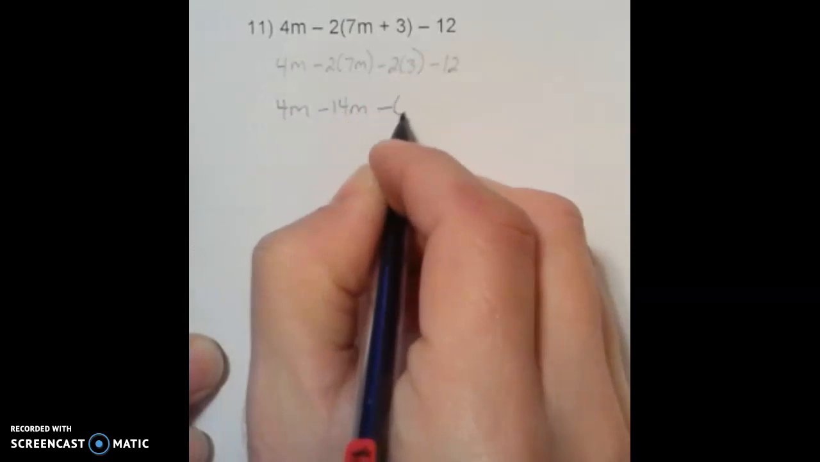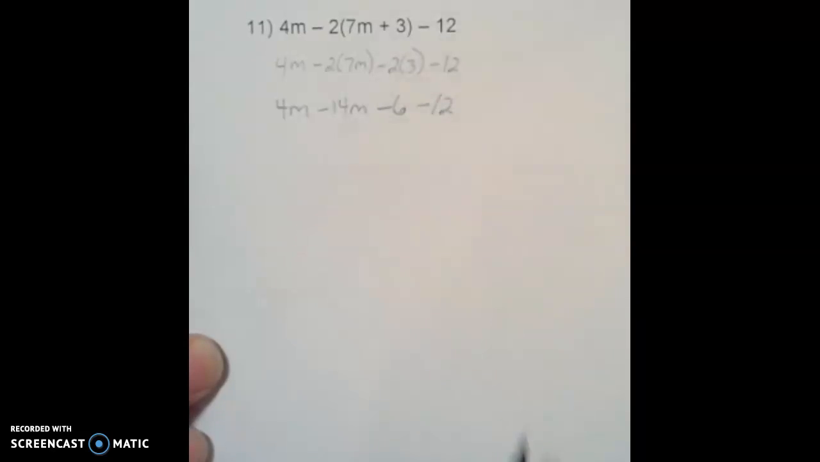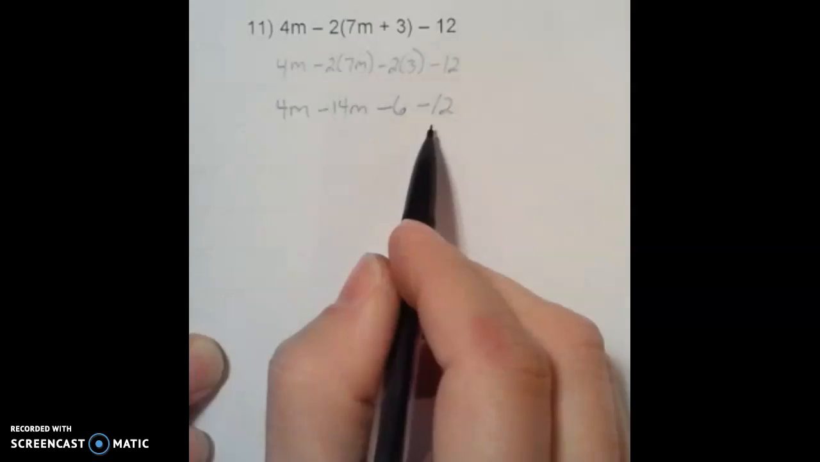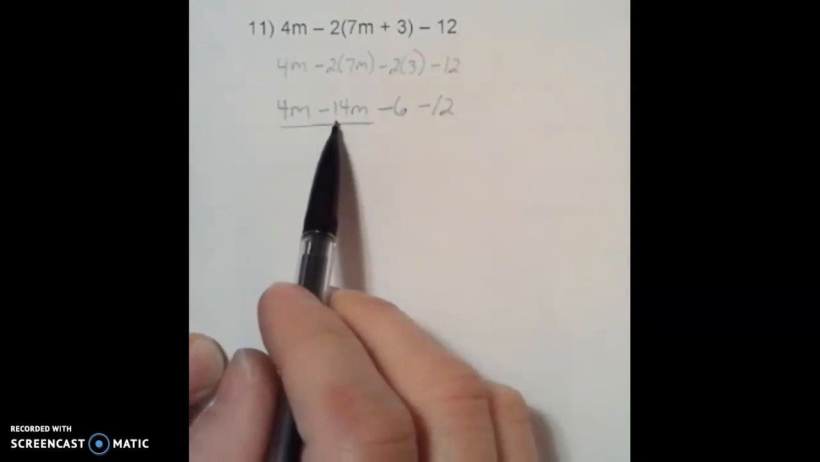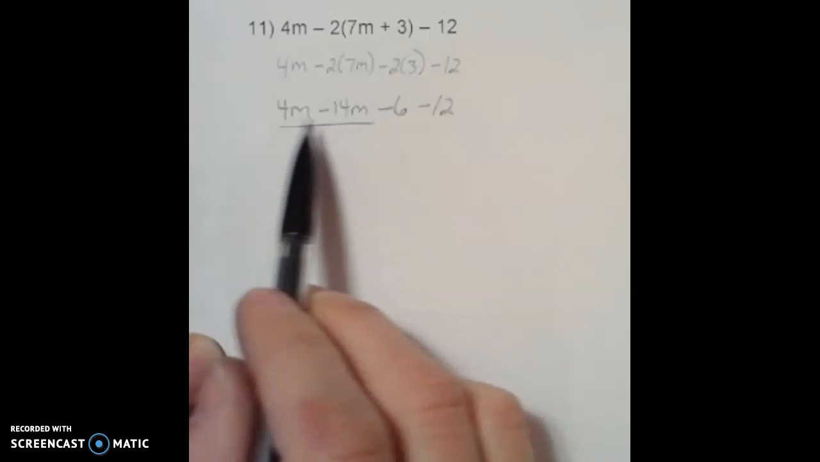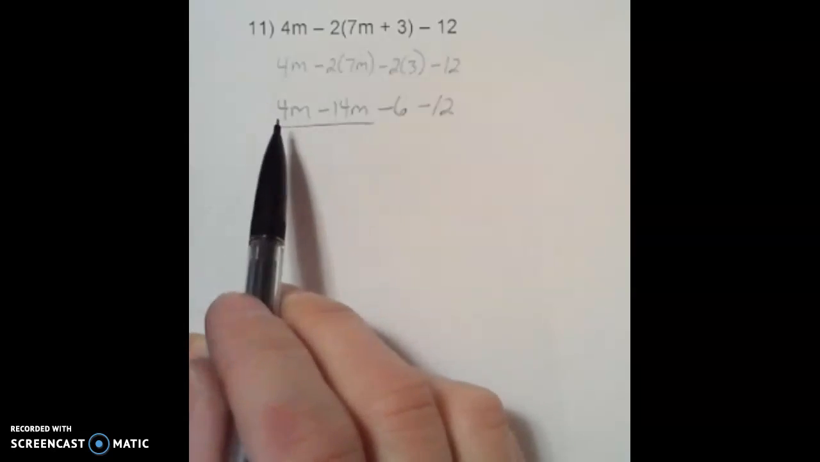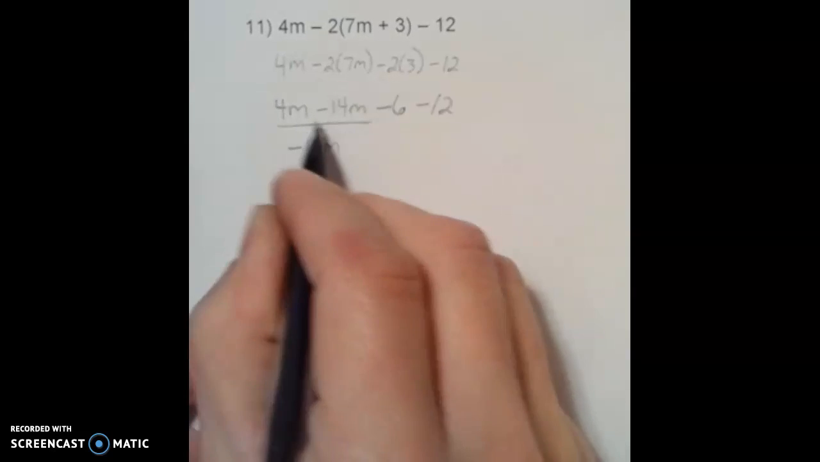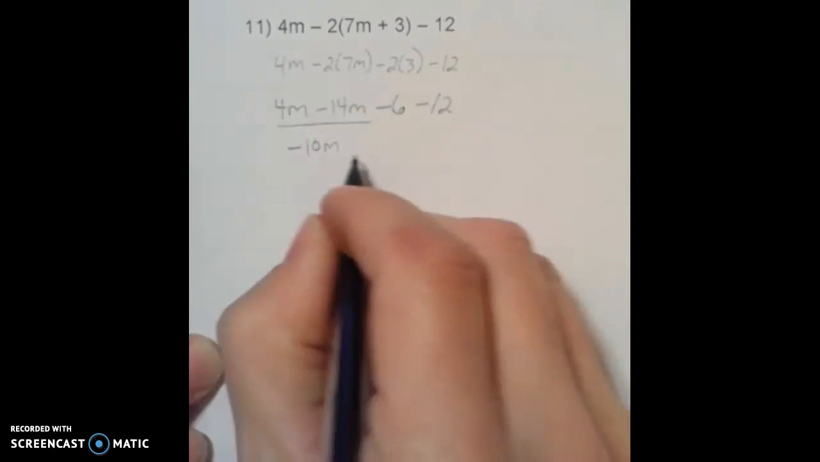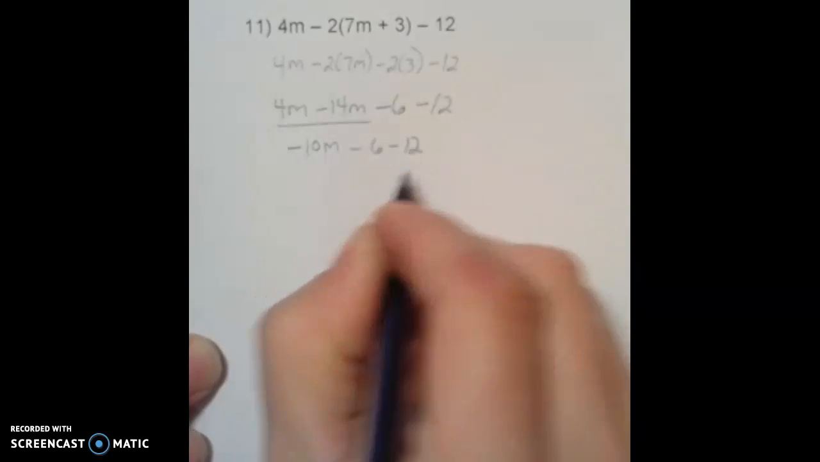Negative 2 times 3 is negative 6, minus 12. This is already in order. My variable terms are in front, constants at their ends, so let's go ahead and do the variable terms. 4m minus 14m. These are different signs, so I'll subtract. 14m minus 4m is 10m, and then it's going to be negative because the negative number has the bigger absolute value. Minus 6 minus 12.